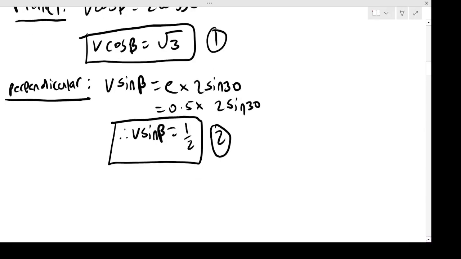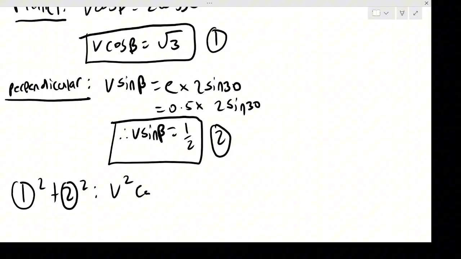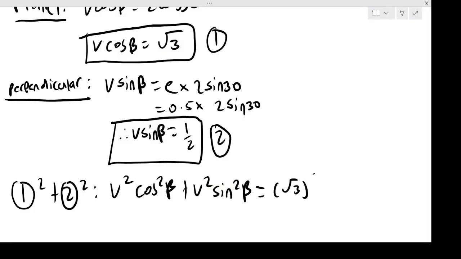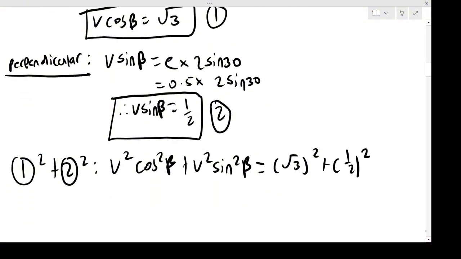Now remember, the common technique is we want to square the equations to work out the speed. So firstly, if I square them then add them, right, so that's going to be v squared cos squared beta add v squared sine squared beta. It's going to be root 3 squared add a half squared. Hopefully you're happy with that, right? So I'm just squaring both equations and adding them. Okay. Then I can factor a v squared out, and hopefully you can see what will happen here.